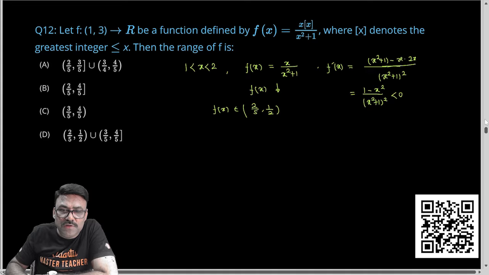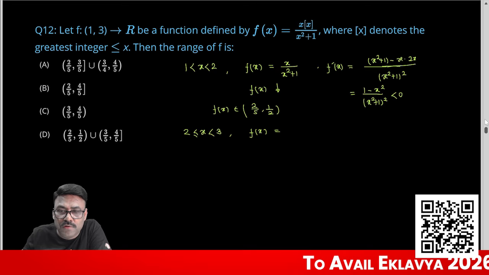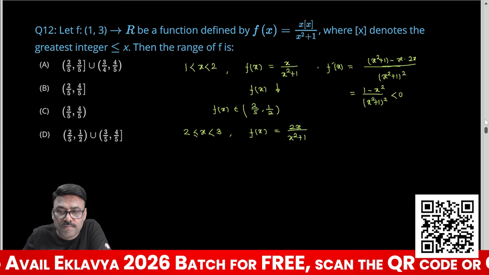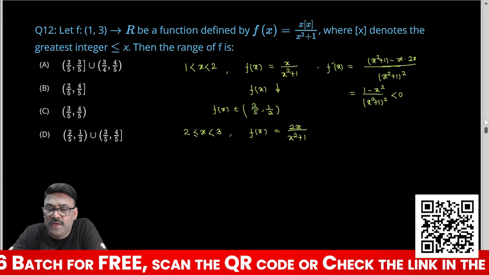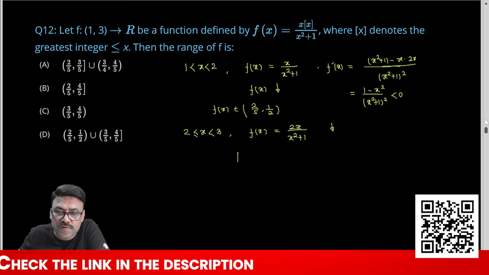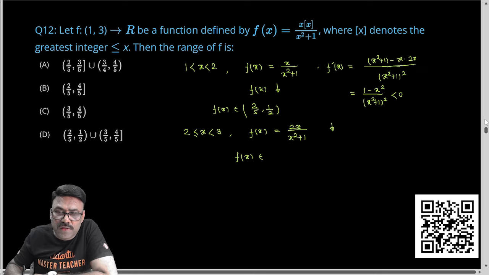Now if I'm taking the interval 2 to 3, your function f(x) is 2x over x square plus 1. And in this interval again, your function is decreasing. So the range will be: minimum at 3, maximum at 2. At 3 it will be 6 by 10, which means 3 by 5. And at 2 it is 4 by 9.